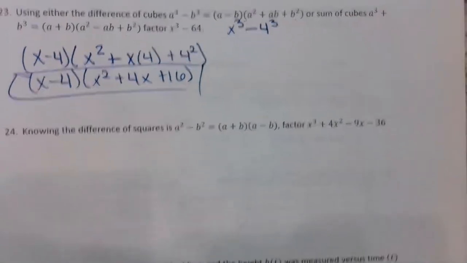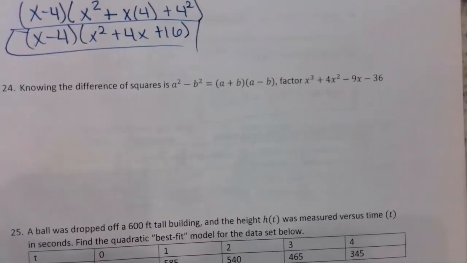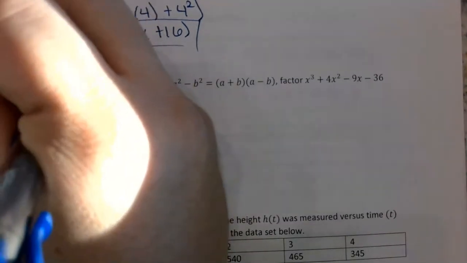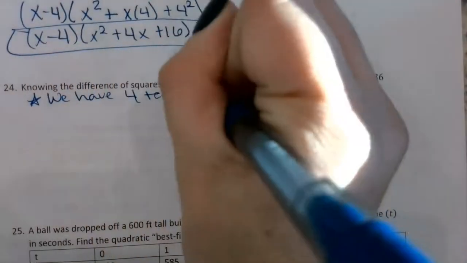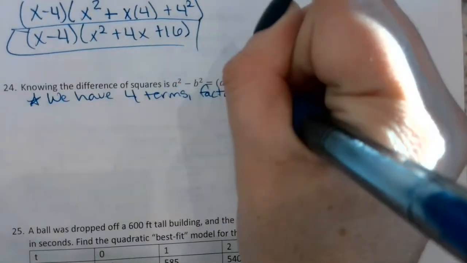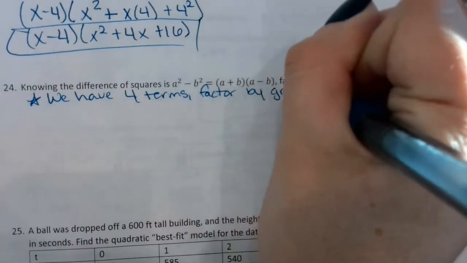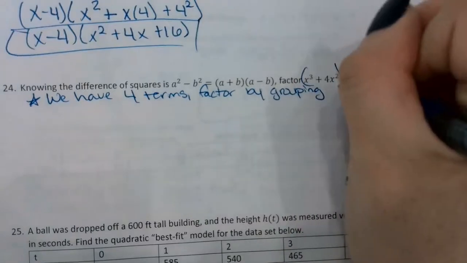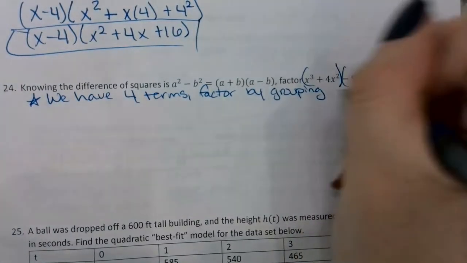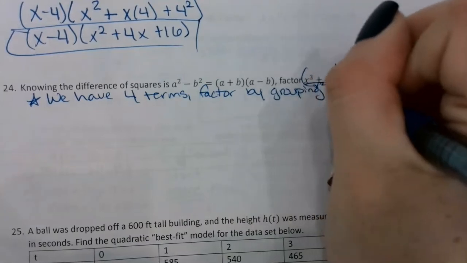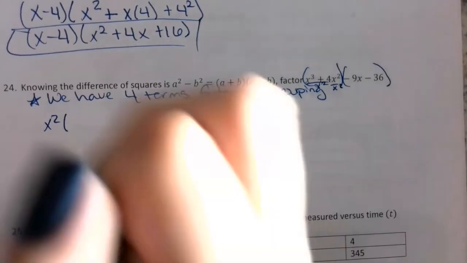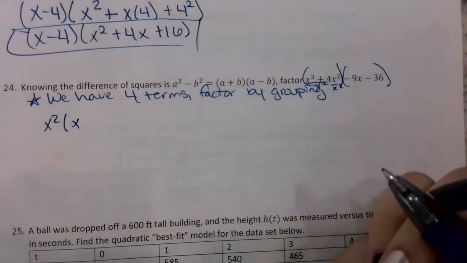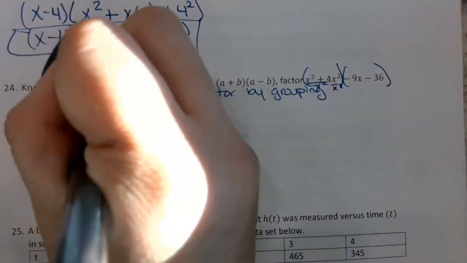Okay. 24 wants me to factor. The difference of squares comes in at the end. So since I have 4 terms, factor by grouping. So I'm going to write my parentheses out front. My first group has x squared in common. So I write x squared up front. X cubed divided by x squared is x. 4x squared divided by x squared is 4.